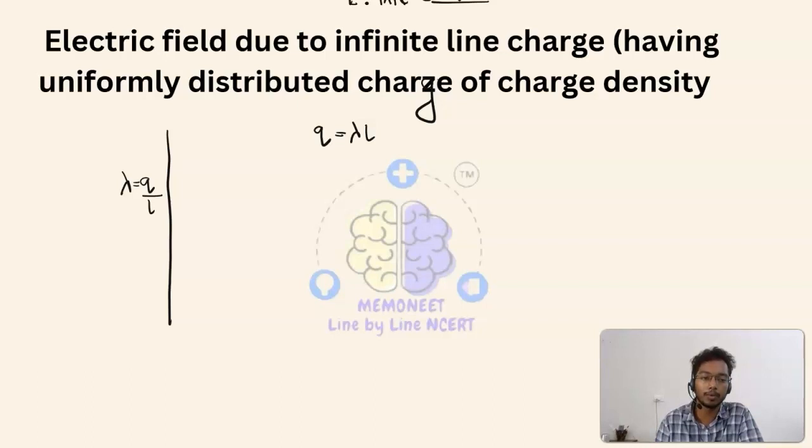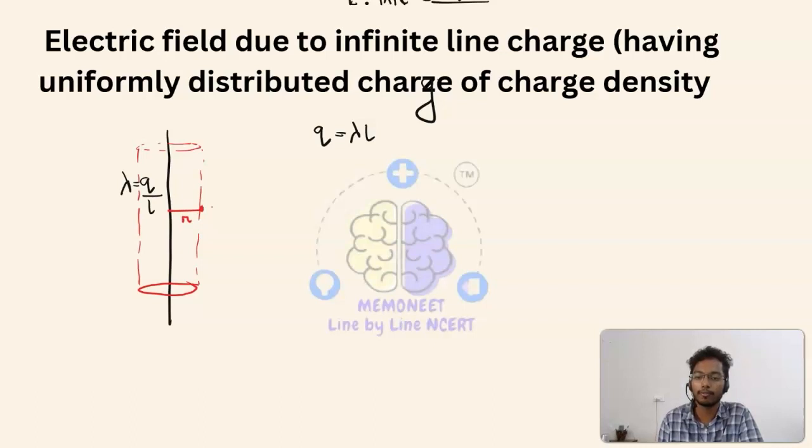So how will we take the Gaussian surface here? We have to take a Gaussian surface like a cylinder. Okay, this is the Gaussian surface for this kind of setup. We are trying to find the electric field here. Let's say this is the distance r.